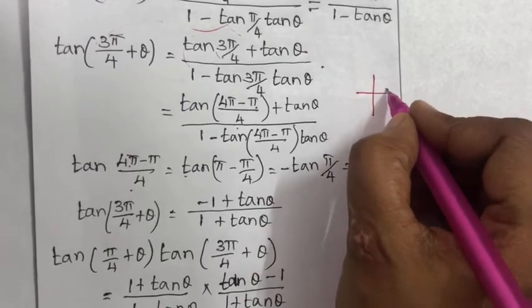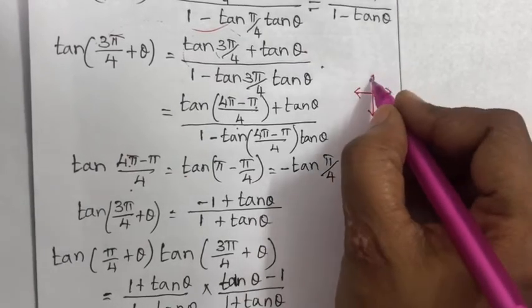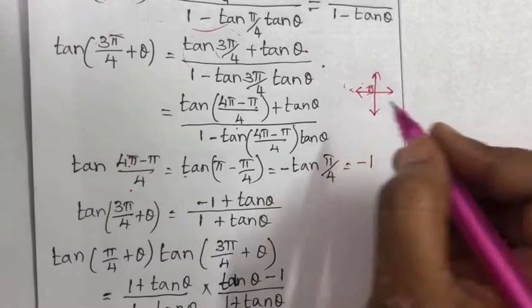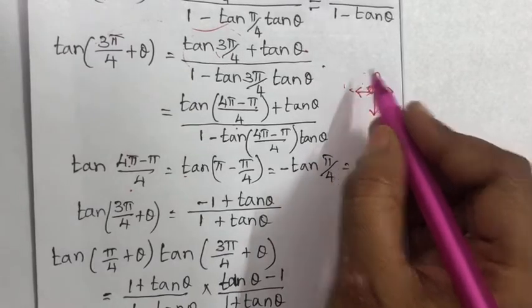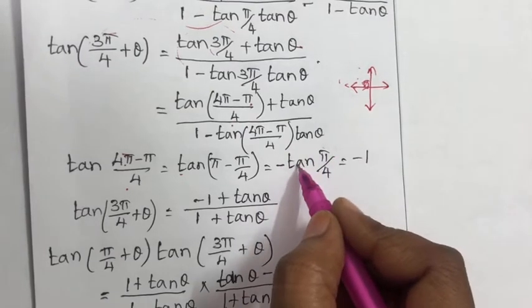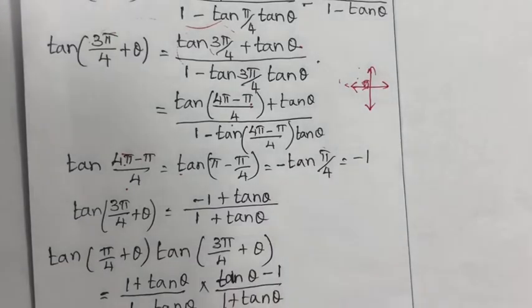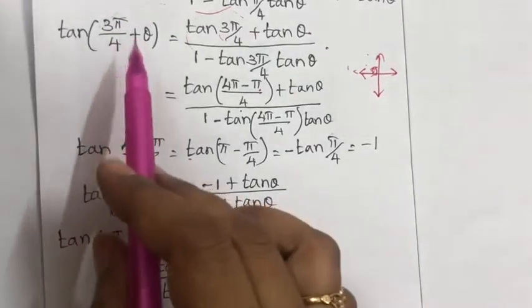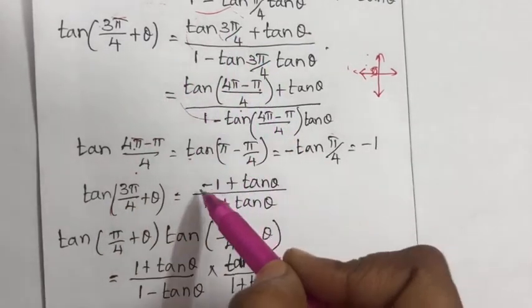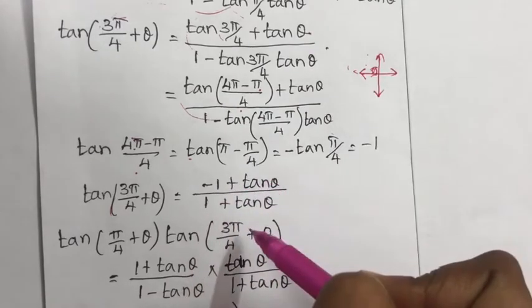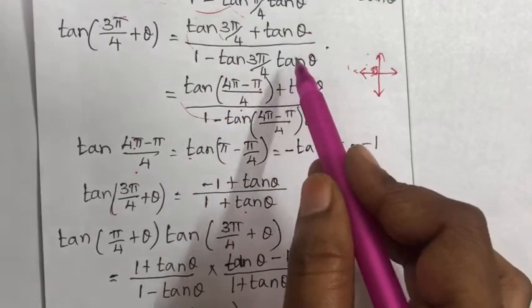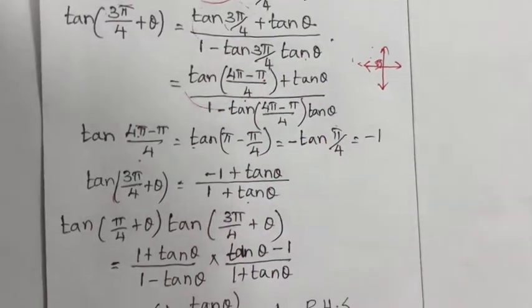Now let's come back to our quadrant. So pi minus pi by 4 means it is in the second quadrant. In the second quadrant, tan is negative. So it is minus tan pi by 4. We know tan pi by 4 is equal to 1. So it is minus 1. Okay. So tan(3 pi by 4 plus theta) is equal to, instead of tan 3 pi by 4, we can write minus 1. Minus 1 plus tan theta, in the denominator also it is 1 minus of minus tan theta, so it is 1 plus tan theta.